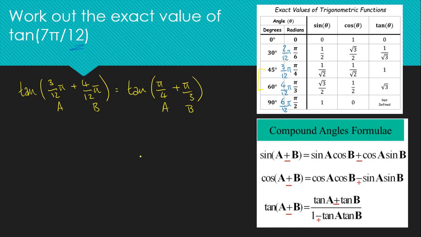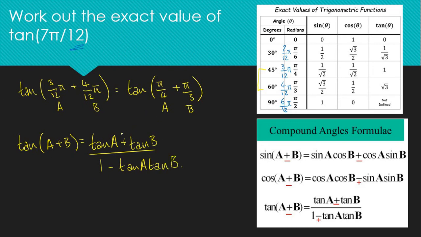It's handy to write those A and B things because when you're going to be using the compound angles formula, you don't want to get confused because they're a bulky formula. Okay, next we've got tan of A plus B is going to equal tan of A plus tan of B over 1 subtract tan A tan B.